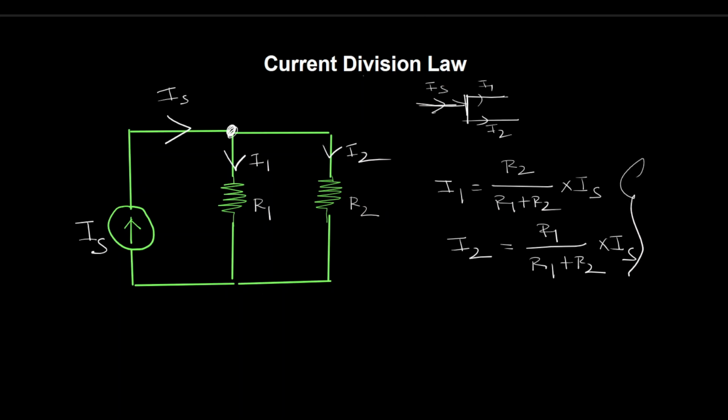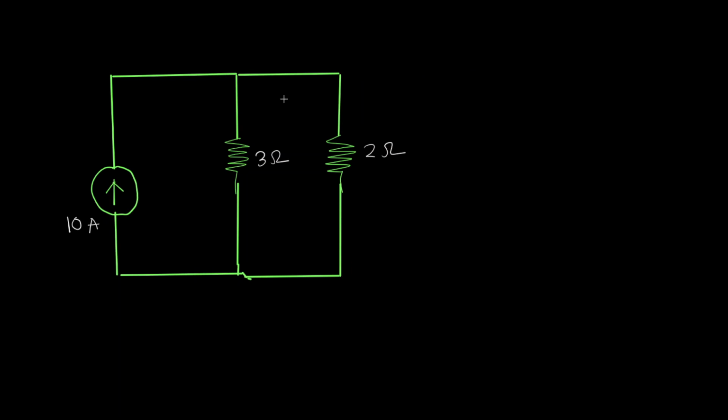Okay, next take an example. Like you can see Is is 10 ampere, and two resistors are connected in parallel with the current source, R1 and R2. Okay, say this is R1 and this is R2, and this is our Is. So Is equals to 10 ampere. Now we need to find out the I1. This is I1 and I2. So if we use here current division law, we can easily find out the current flowing through R1 and R2.